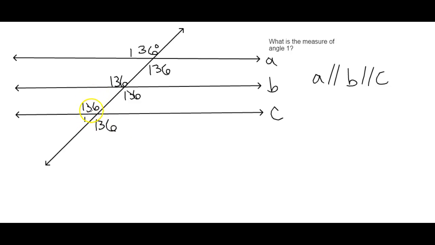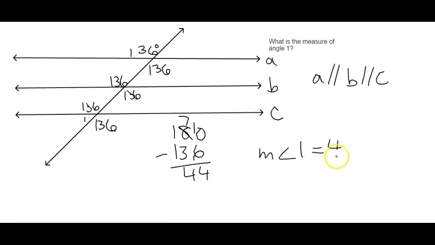So angle 1 is not the 136. That means we have to do 180 minus the 136 because they were supplementary. So 10 minus 6 is 4, 7 minus 3 is 4, so the measure of angle 1 would be 44 degrees.